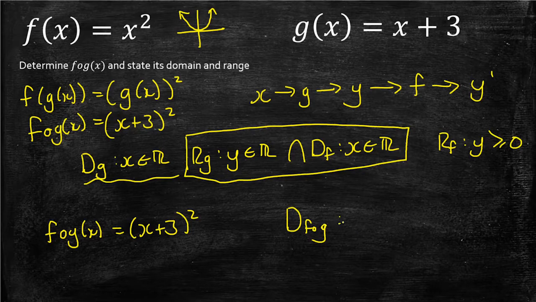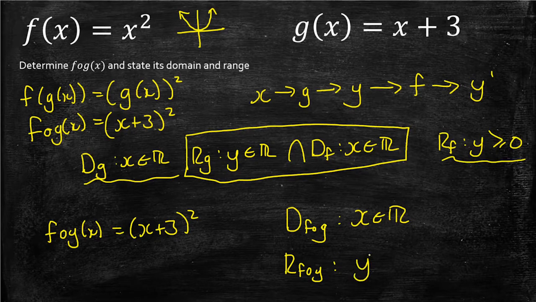The domain of f of g is going to be that bit on this side here. So the domain of f of g is going to be x is an element of real numbers. And the range of f of g is going to be the bit that comes out on the side here, which is going to be y is greater than or equal to 0. Now, when we look at this function, that does make sense.